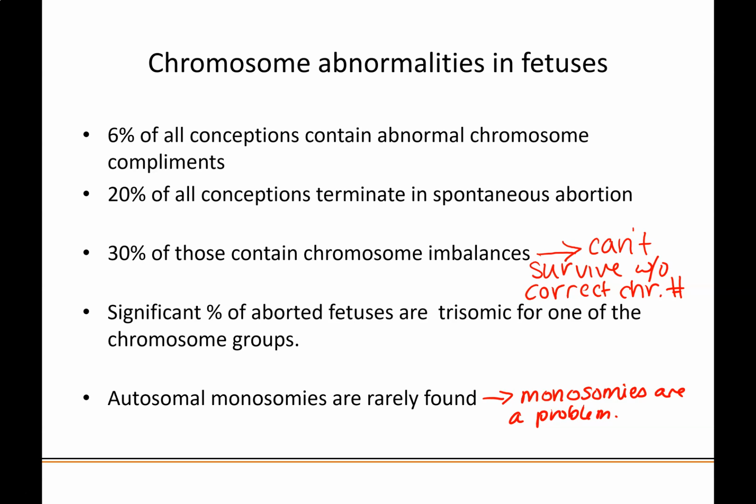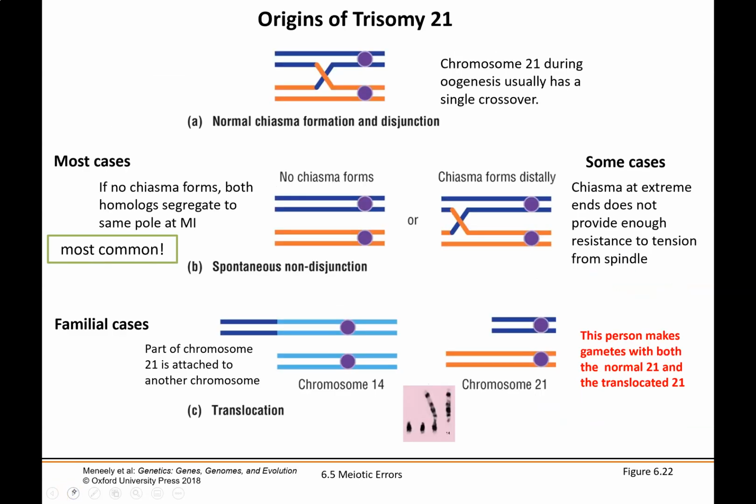And people tend to do, quote unquote, better, I use that word lightly, with extra information than with missing information. So the most common trisomy is trisomy 21. This is also known as Down syndrome. Most of you are probably familiar with Down syndrome. Down syndrome occurs as the result of a non-disjunction of chromosome 21. That means during meiosis, homologous chromosomes are not pulled apart correctly.